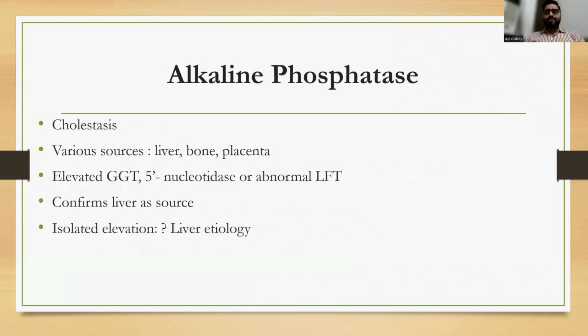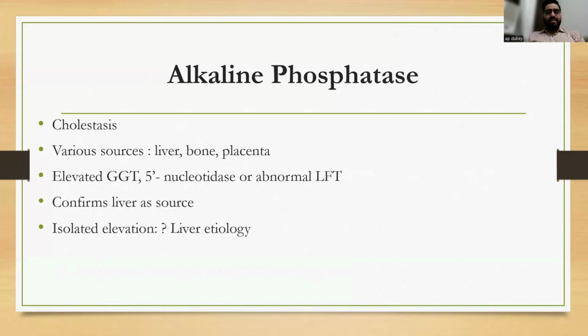Second is marker of cholestasis. Alkaline phosphatase is the most important. It is present in the cells lining the bile duct, whether intrahepatic or extrahepatic. It is the marker of cholestasis. But apart from liver, it also comes from bone. So how do we characterize that the patient having higher alkaline phosphatase is coming from liver or bone?